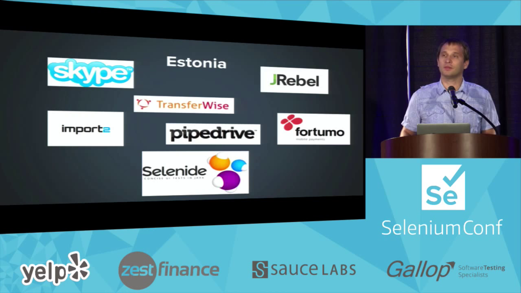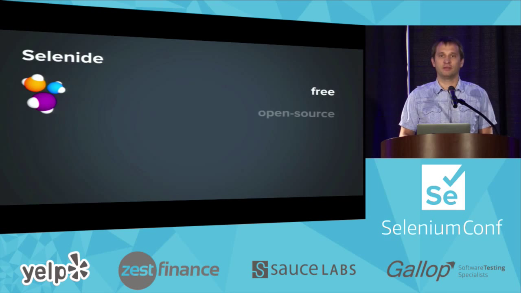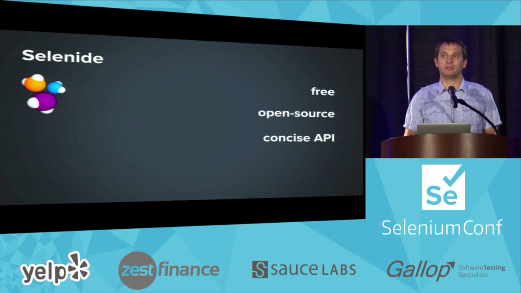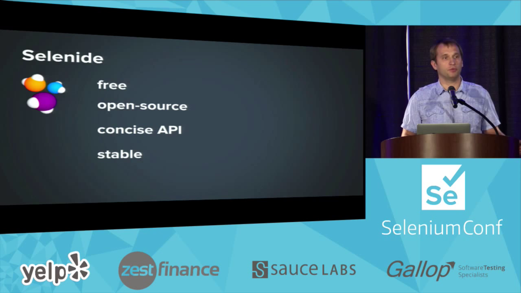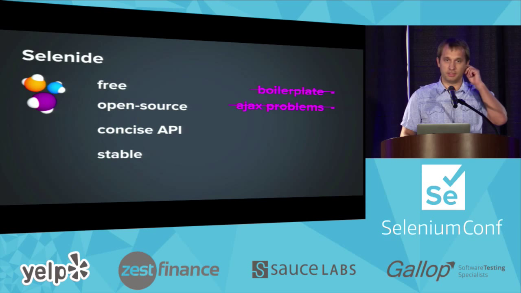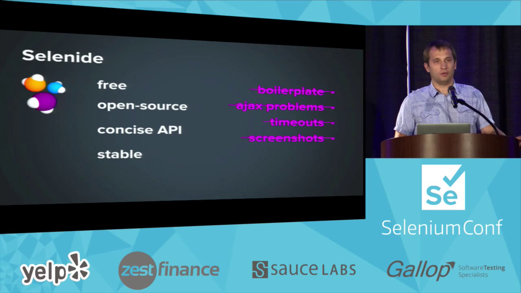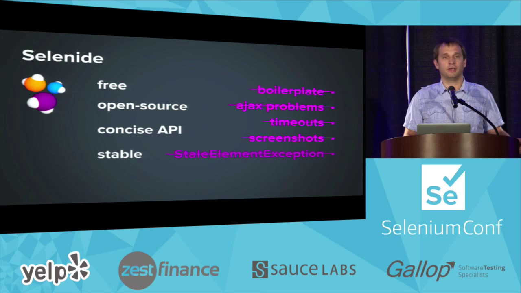So what is Selenide? Selenide is a free open source library for writing UI tests in Java. It brings a concise API for writing readable tests, and it allows you to write stable tests. How it does that, I will demonstrate. With Selenide you can forget all these typical problems of UI tests, like a lot of boilerplate code, all these timing Ajax issues, timeouts. You don't have to think about how to make a screenshot at which moment and how to store it. And surprise, surprise, you can forget about stale element exception, finally.